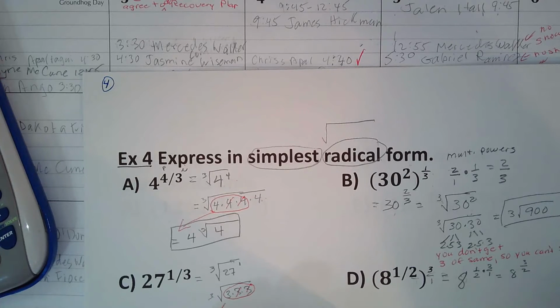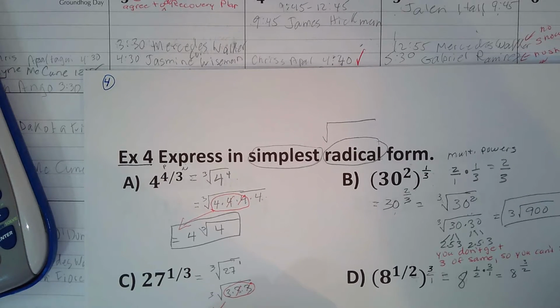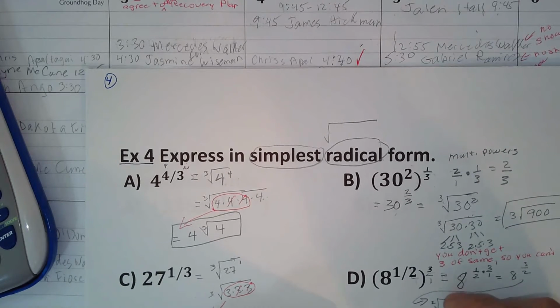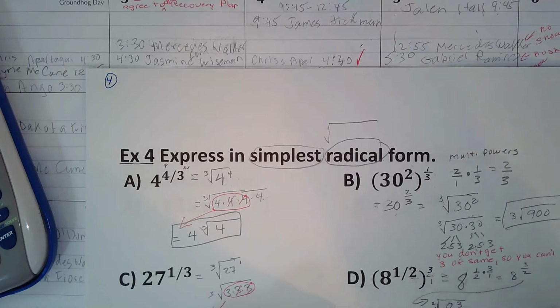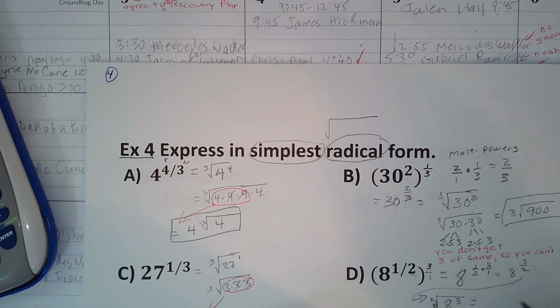Okay? And so that means, what do we get? 8 to the 3/2 is the same as, we'll put it down here, square root of 8 cubed. Right? Square root of 8 cubed. And that's, of course, going to be the same as we can factor out the 8 cubed into the square root of 8 times 8 times 8.